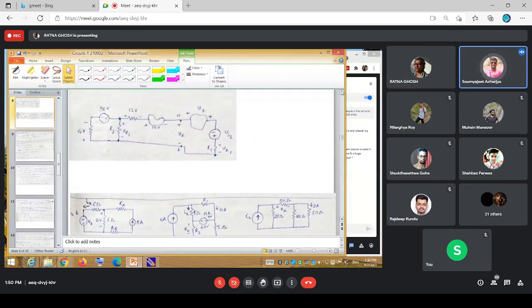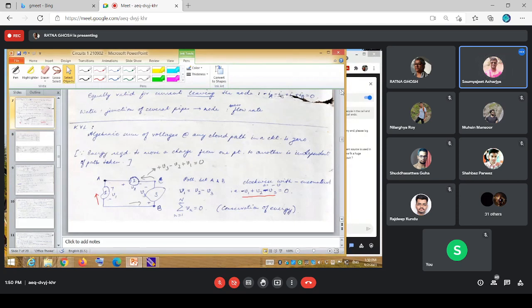Ma'am, what is the difference between a loop and a mesh? Loop and a mesh. Actually, a mesh is something that you can place out on a plane paper, on a two-dimensional plane. So that is a mesh. Meshes have some more limitations, because a loop can have another loop inside it, but a mesh would be kind of independent of each other.